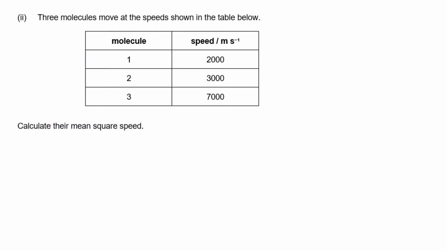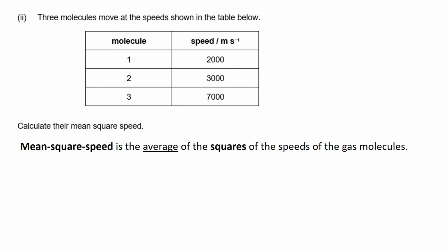So the next question actually wants us to work out what the mean square speed is. The first stage in terms of being able to do this is you actually have to know what mean square speed is, which this test illustrated. A lot of people haven't committed this definition to their memory. So mean square speed is just the average of the squares of the speeds. It's exactly what it says.